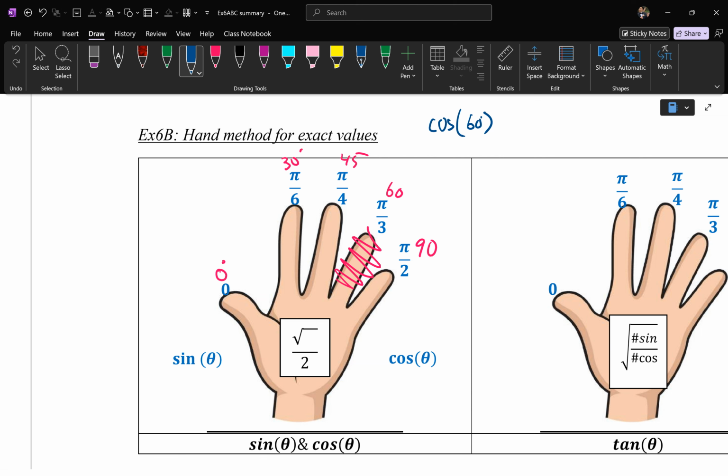So how many fingers do I have on the right side? Once I drop the 60-degree finger down, I've got 1. So root of 1, then divided by 2. Root of 1 is 1. 1 over 2 is half. So yes, that equals half.